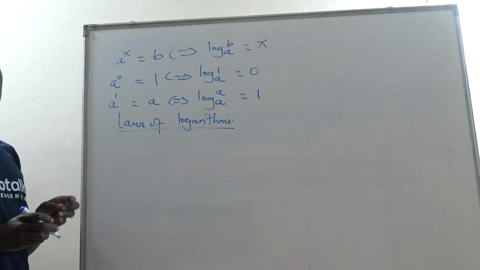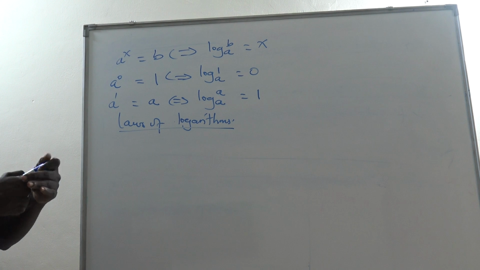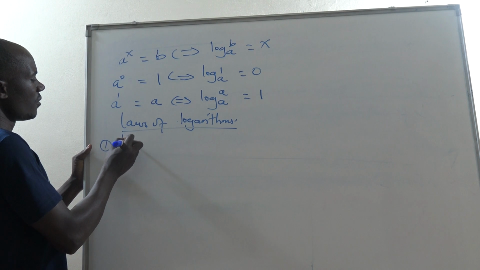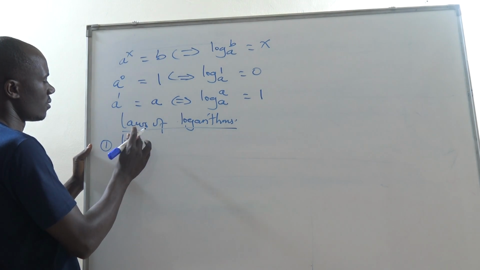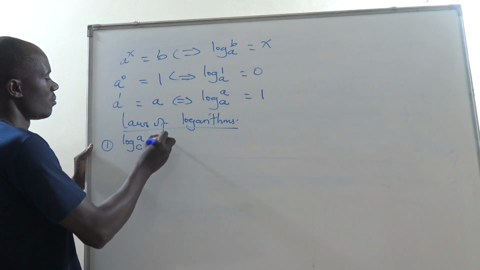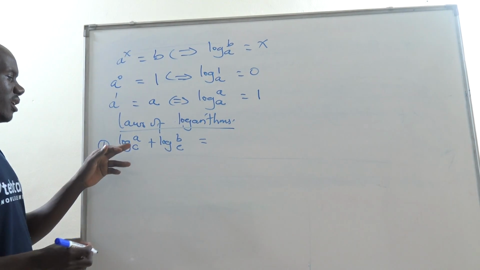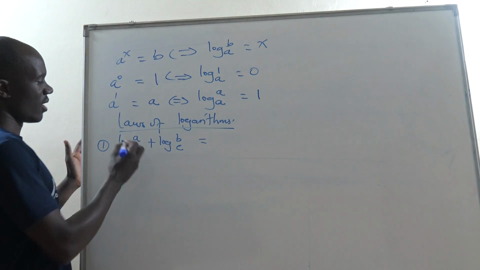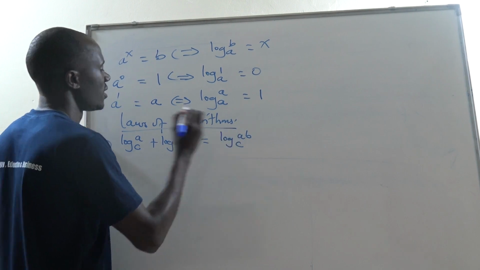And here we're going to be proving them, where they came from. So I want you to be very attentive. Law 1: if we have log of a base c plus log of b base c, it is the same as, when the bases are the same, we multiply the arguments. So this is the same as log of ab base c.